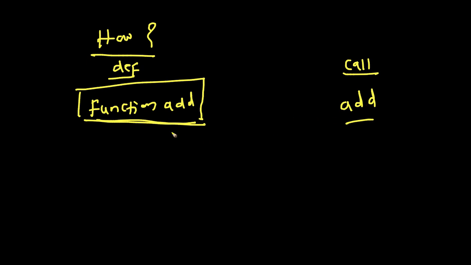Now let's try to understand the dialogue between the caller and the callee. This is the caller of the function, and the function is the callee. So what is the dialogue? The caller tells this add: take two numbers, because this add will add two numbers.